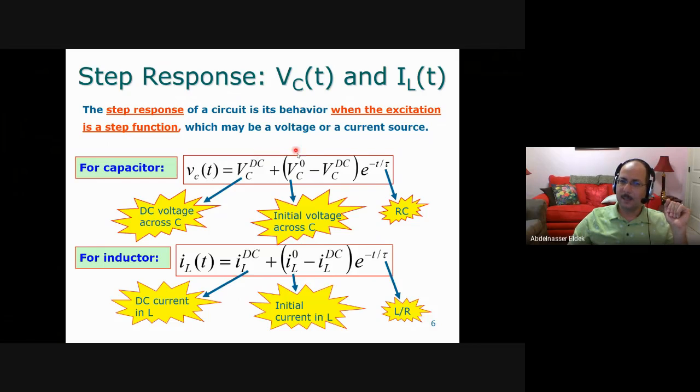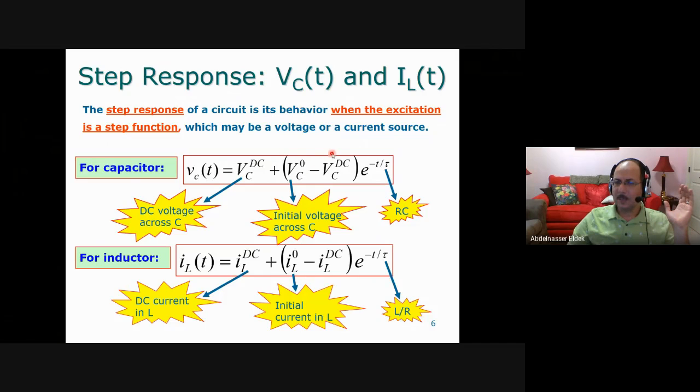Second is the initial voltage. And the initial voltage should be given. So you don't have to calculate the initial voltage. The initial voltage is always given. I will tell you, for example, I'm charging the cell phone and the cell phone was dead. Then the initial voltage is 0. Or, for example, the cell phone has 1 volt, then the initial voltage is 1 volt. If the cell phone has 2 volts, then the initial voltage is 2 volt. So this initial voltage should be given. You don't have to calculate it.